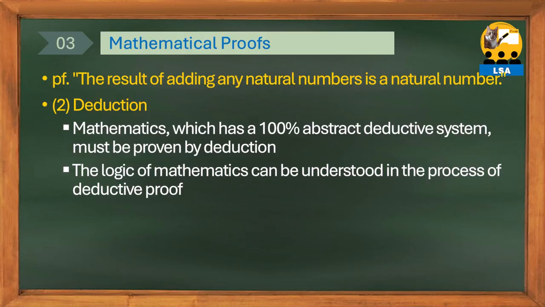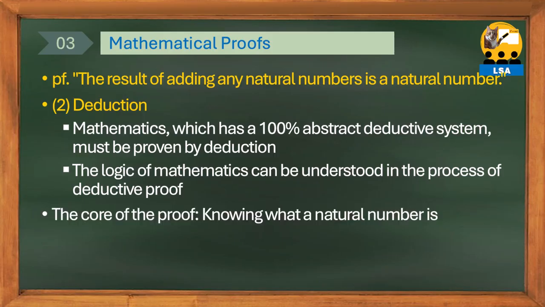I will do it directly so that proving is not unfamiliar. The core of the proof is knowing what a natural number is, since we have to prove that the operation value is a natural number. Since we know that natural numbers are numbers that increase by 1, we just need to show that the result is such a number. For the properties of natural numbers, please refer to the recommended lecture in the description box.